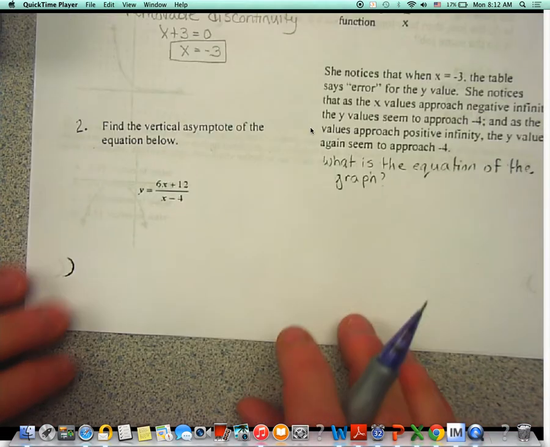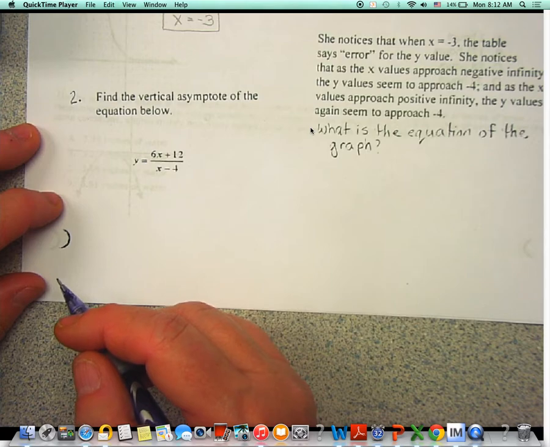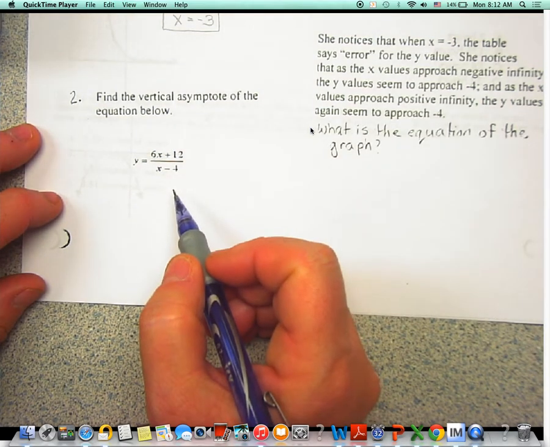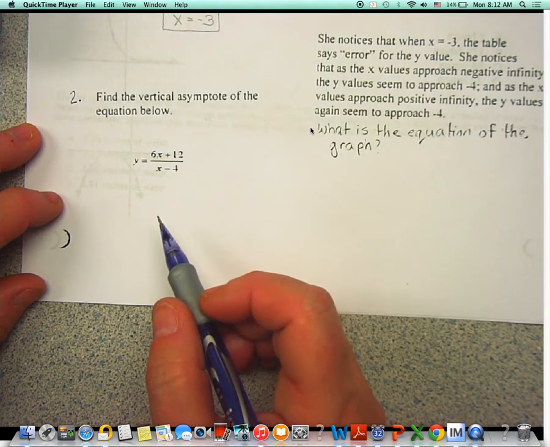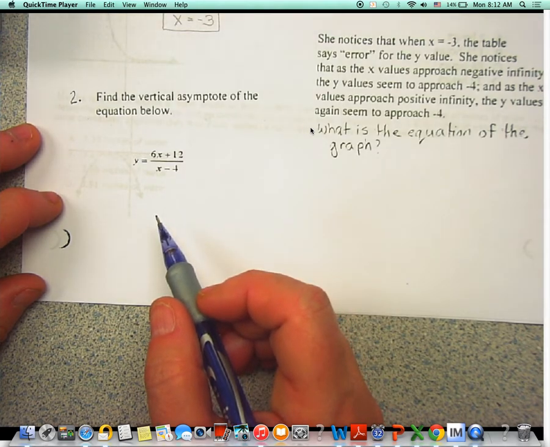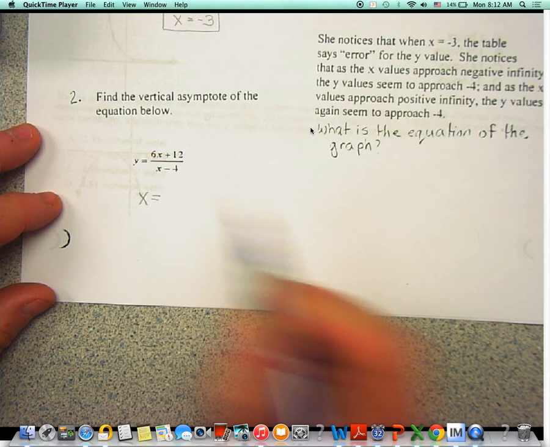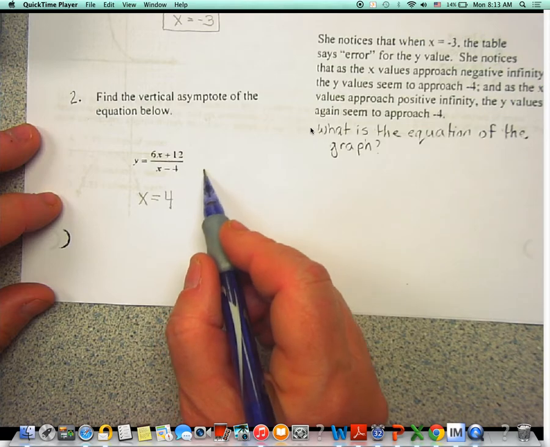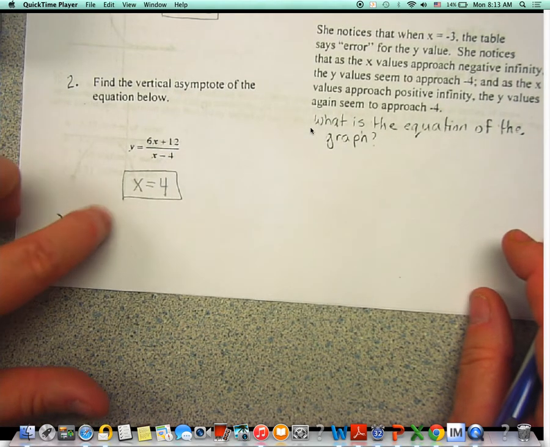Okay, number 2. Elijah. Find the vertical asymptote of the equation below. Where's the vertical asymptote? In the top or the bottom? Bottom. Okay, wait, this is Elijah. Oh, sorry. Where's the vertical asymptote, in the top or the bottom? Denominator, okay. So what would be the vertical asymptote? X equals what? 4, yes. Because 4 would make that 0. Or you can set that equal to 0 and solve, and you get x equals 4. Okay, everybody should get this one right tomorrow.